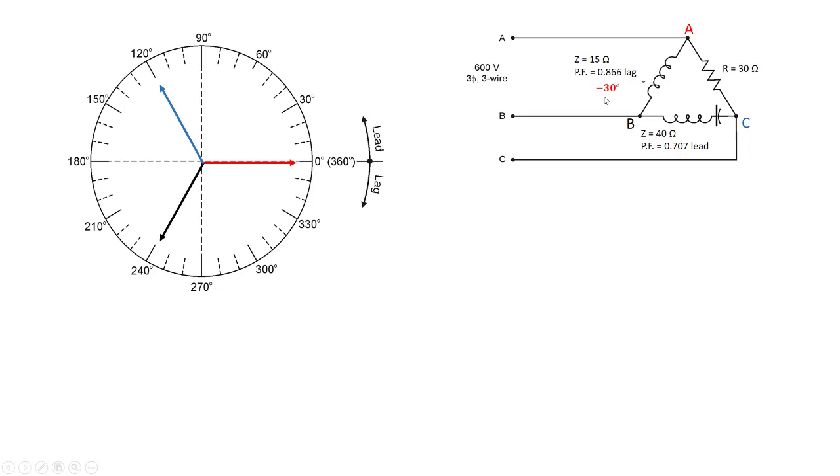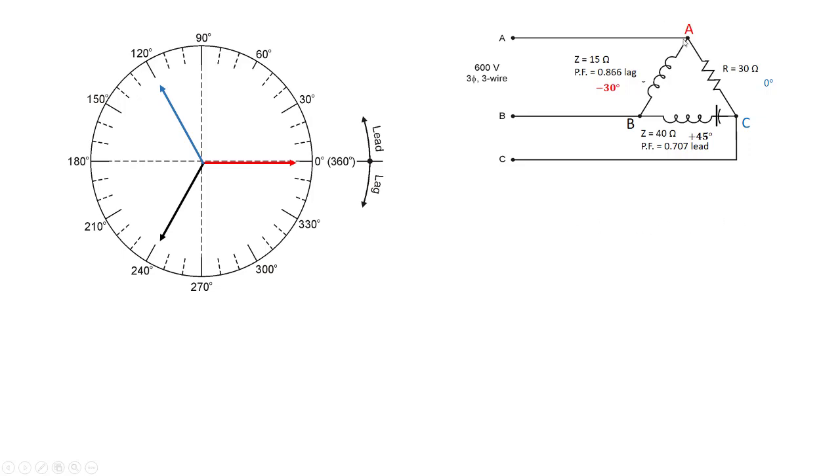So the current is going to lag the phase voltage by 30 degrees. For IAB, it's going to lag phase voltage AB by 30 degrees. The current in BC is going to lead the phase voltage BC by 45 degrees. And the current in CA, well, it's going to be at 0 degrees to phase voltage CA, because it's a resistor, current stays in phase with voltage. So I'm going to start calculating my phase currents.